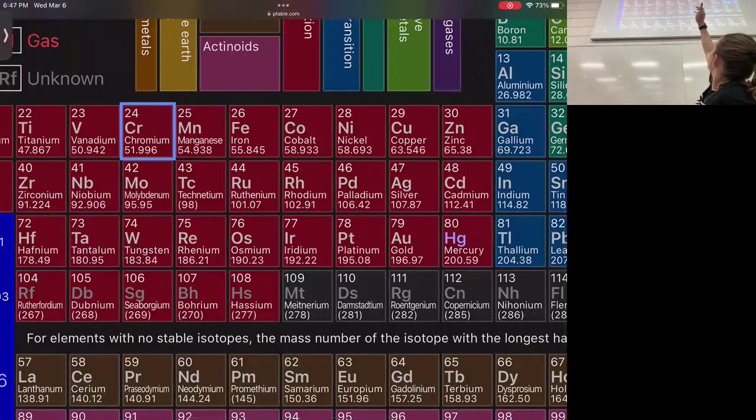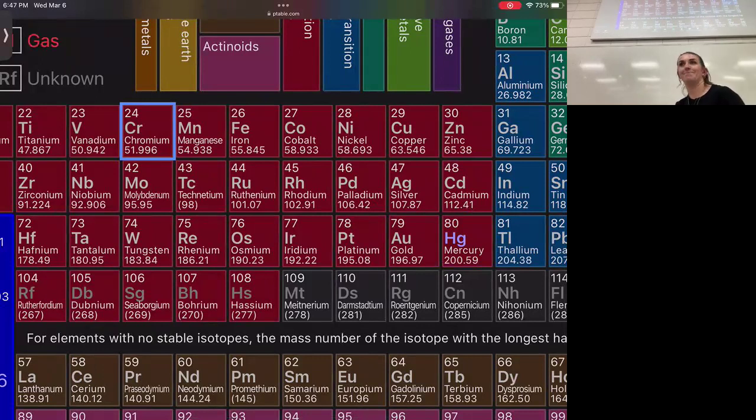So chromium, that all happens. And in the copper category, that all happens going down, where you're going to fill your entire 3d subshell and have only 1 electron in your 4s. It doesn't go into the f's. You just need to know that for essentially chromium and copper, but it happens for the entire row that it's in.